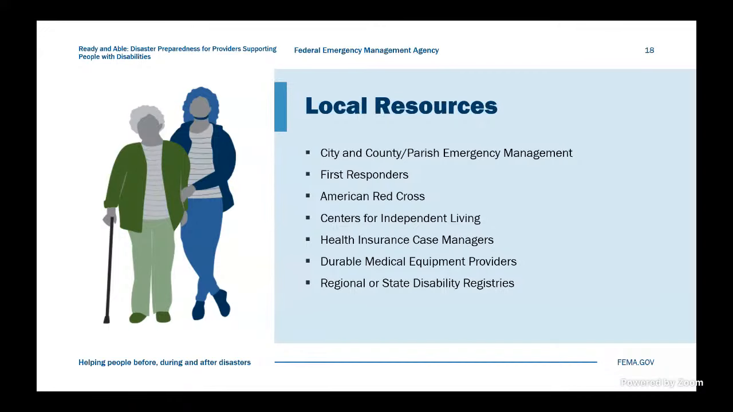So the first one I talk about are the first responders and the city and county or parish emergency management agencies. So to find out who those are in your area, usually you can just look up their website and it's either on the city or county website. If for some reason a separate emergency management agency office or person isn't listed, you can just call your city and ask if they have someone.